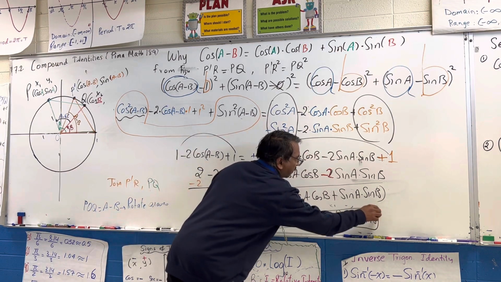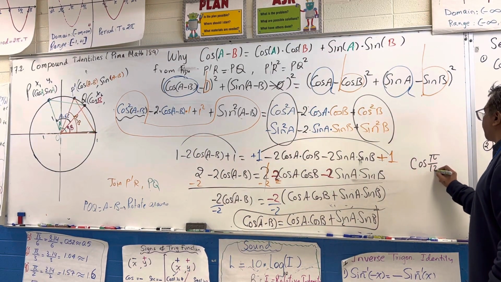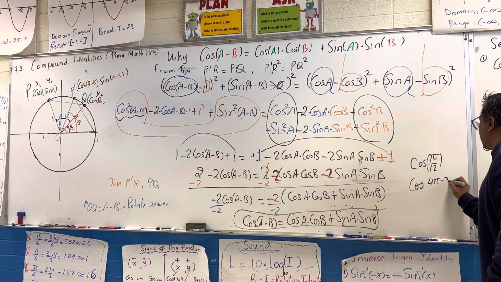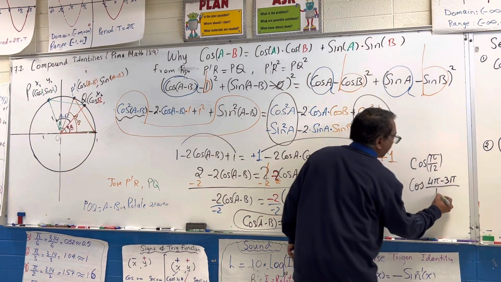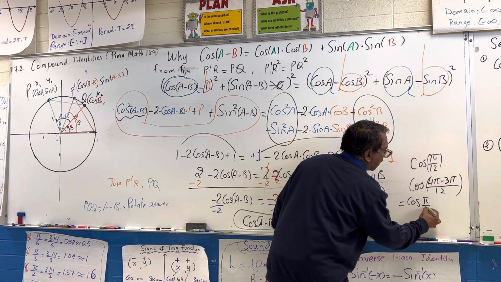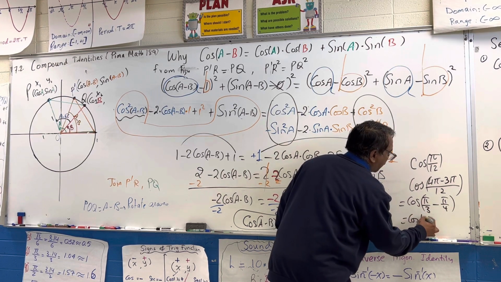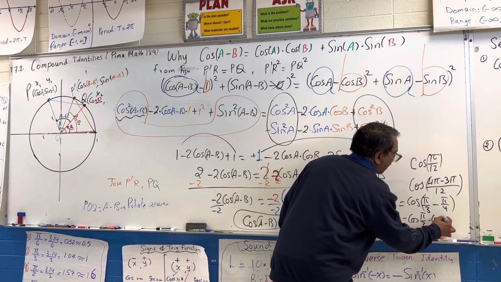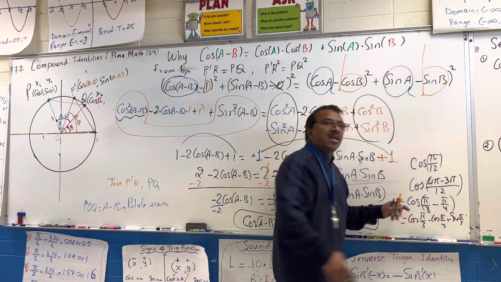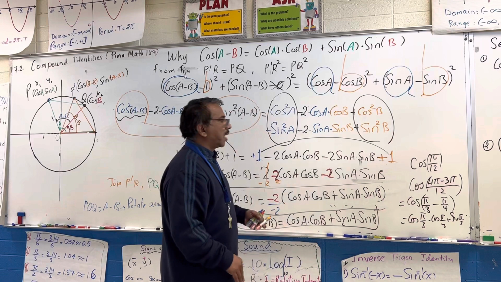This is the most important formula, because if I want to write cosine of pi by 12, we can always write this as cosine of (4 pi minus 3 pi) by 12, and break it down as cosine of pi by 3 minus pi by 4, and then you can use cosine of pi by 3 times cosine of pi by 4 plus sine of pi by 3 times sine of pi by 4. You can easily know those answers from the unit circle, and that's how we can solve a lot of problems.